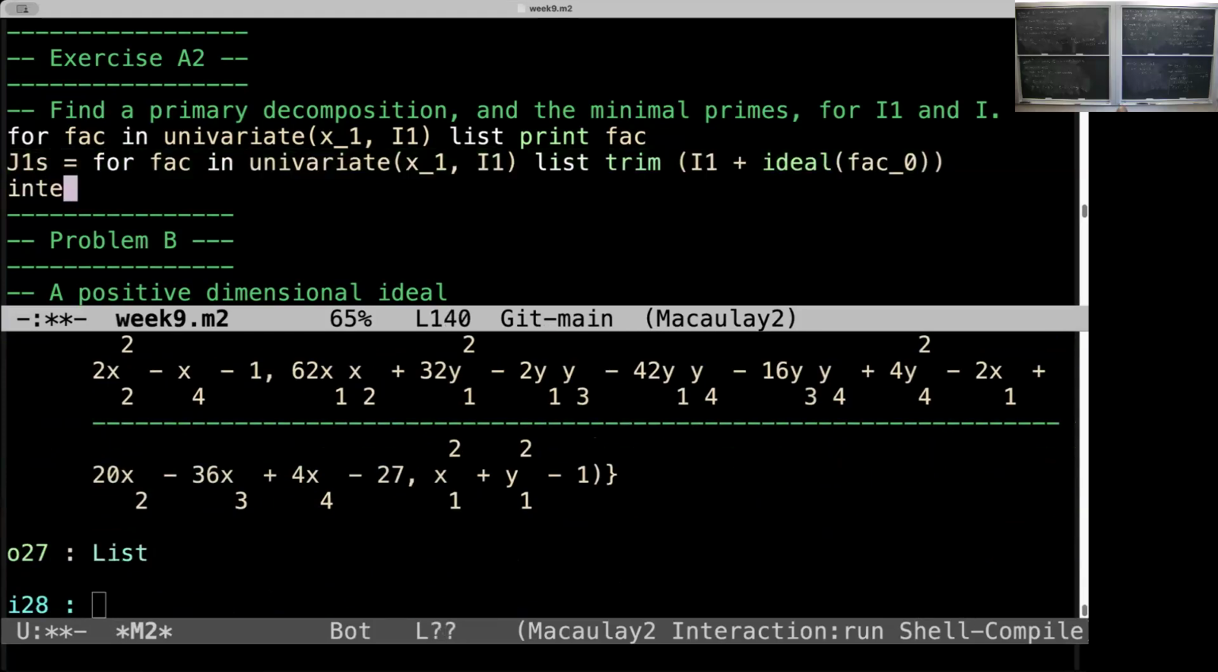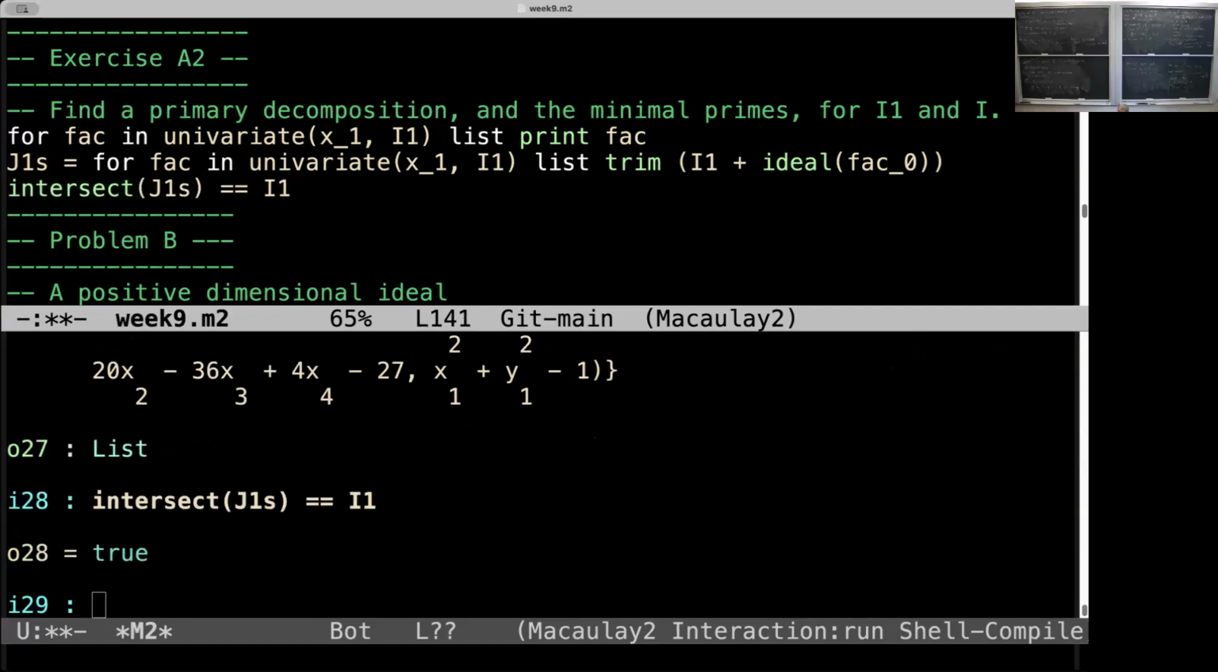Okay, so now let's do intersect J1s, comma, that's just intersect. Is that equal to I1? Okay, good. It should be, from the theory of it. Because we've just added these, trim just simplifies the generators a little bit. Sometimes it simplifies them, sometimes it makes it harder. But here I think it probably simplified it. And now we have these 3.